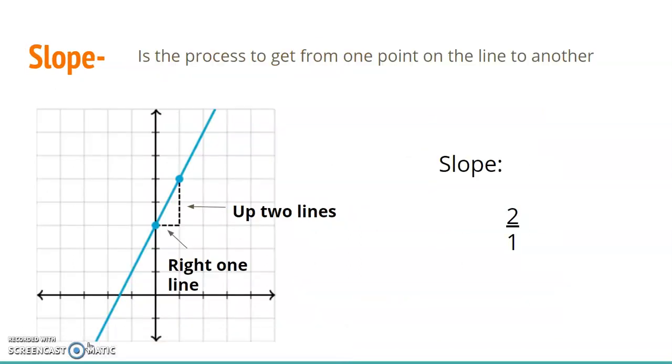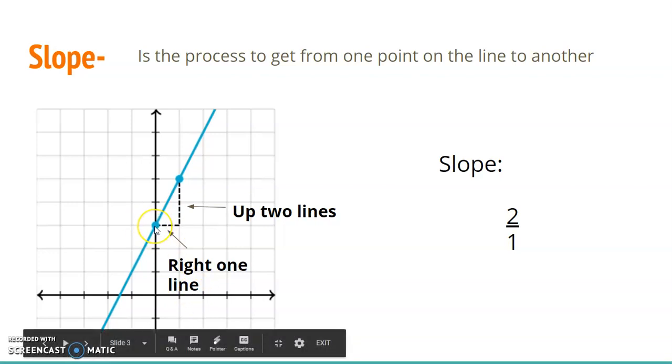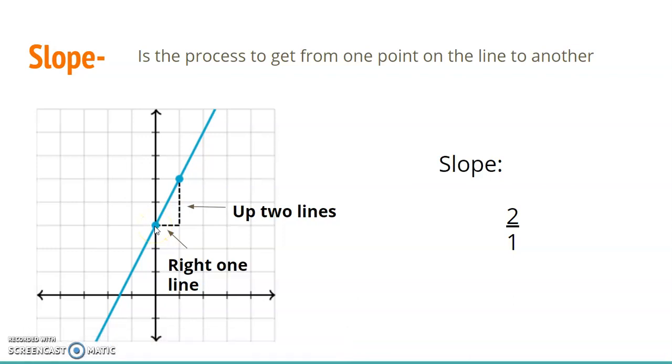Slope is the process to get from one point on the line to another. So they're directions in order to create dots that make up this line. If we take a look at this dot right here, this will be our starting point. In order to get to the new dot on this line, we're going to look at the slope. Slope is the directions, as I said before, to get from one point to the other. To get from this point to this point, I went right one line, then up two lines.